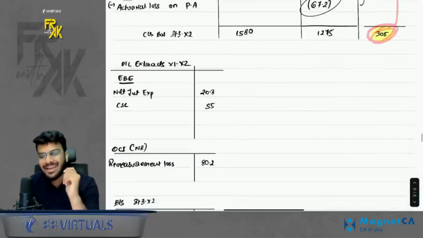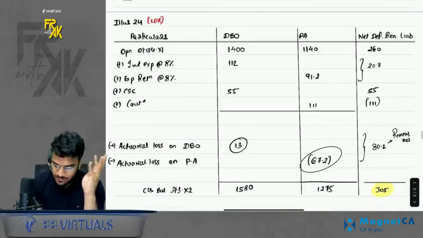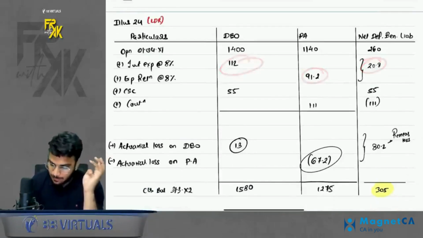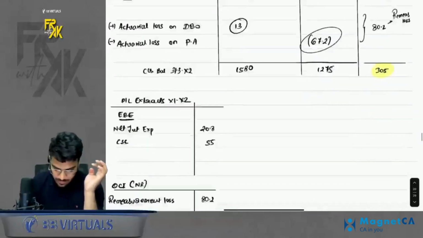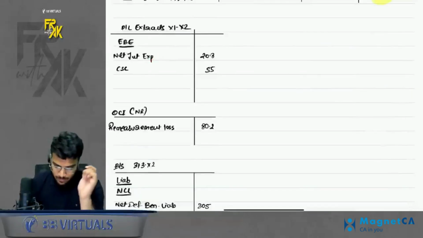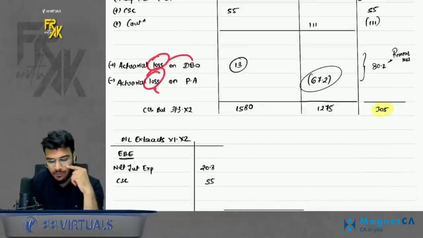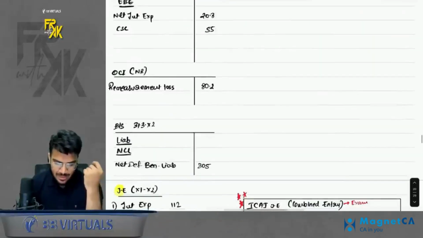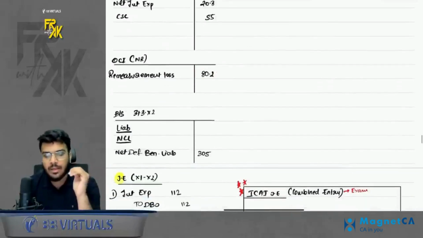Then P&L extracts are also asked. In P&L, interest will come at net. So net, this is the interest. In P&L, current service cost will also come. These 2 items will come. So I wrote these 2 items. Then this actual loss, on both I have loss only. So these 2 will come in OCI. So I showed it at OCI. Simple.